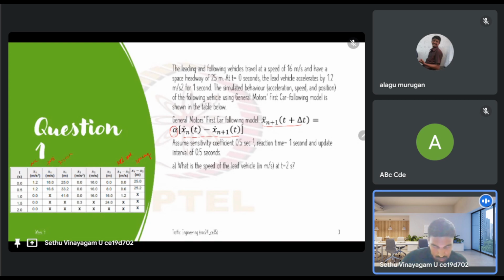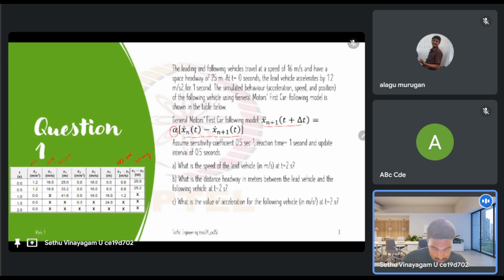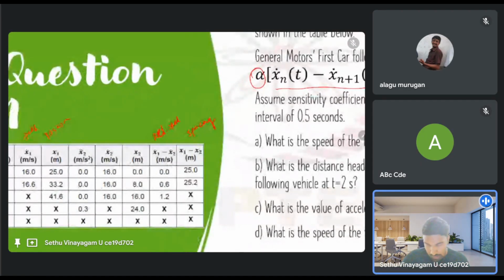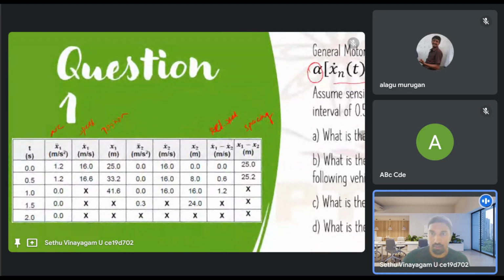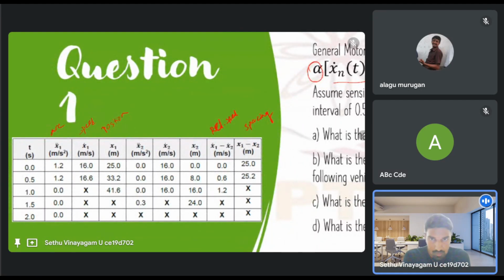The question is, we want to find what is the speed of the lead vehicle at t equal to 2 seconds, and what is the distance headway in meters between the lead vehicle and the following vehicle at t equal to 2 seconds. What is the value of acceleration for the following vehicle at t equal to 2 seconds, and what is the speed of the following vehicle at t equal to 2 seconds. So these are the different things that we want to calculate. Let me just zoom in to this table. Maybe you can take 2-3 minutes and then we can see the answer.